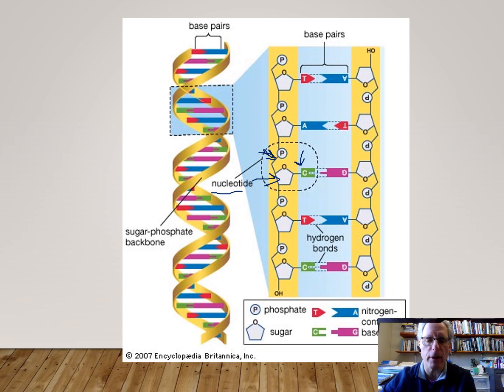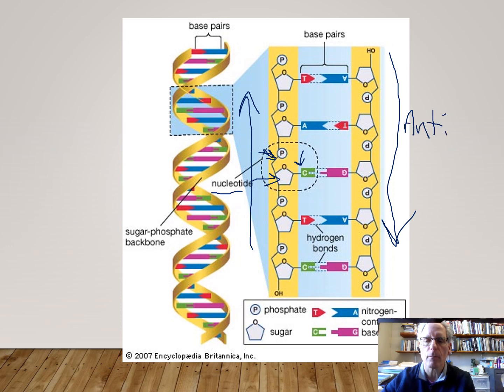DNA is a double-stranded polynucleotide. One of these strands goes from this direction, from back to front. The other one goes from front to back like this. We call that arrangement antiparallel. The bases are complementary to each other.